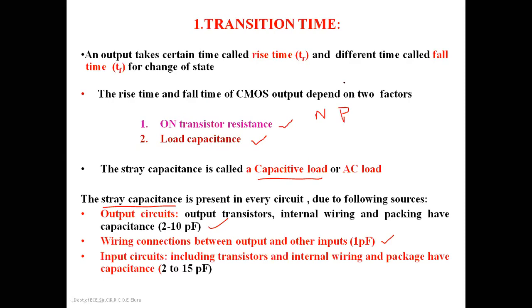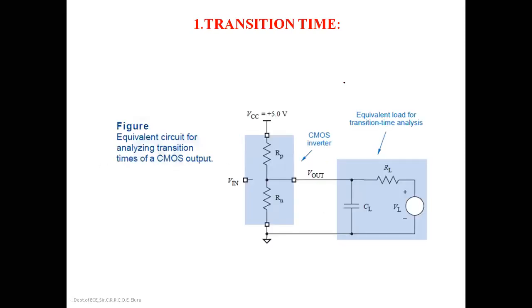So now we will take the equivalent circuit for this, analyze it, and find the rise time and the fall time for these circuits. Take the equivalent circuit for analyzing the transition time of the CMOS output. For this, we are taking the CMOS inverter. This one is the CMOS inverter, and the second part of the network you observe here is the equivalent load for the transition time analysis.